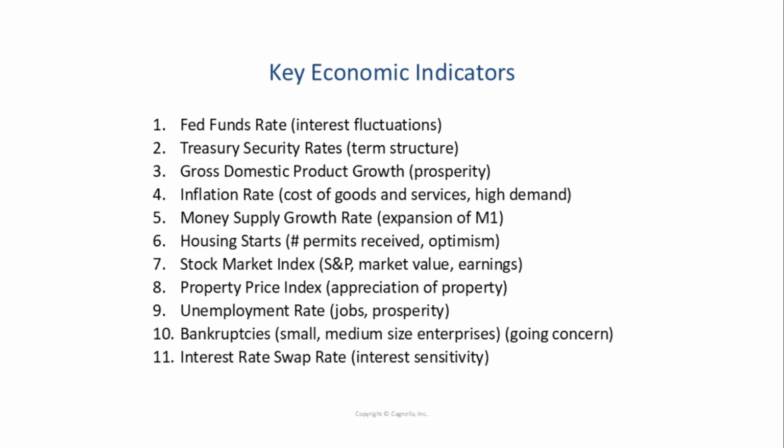Here's the lineup of indicators banks watch most closely. The Fed funds rate, Treasury security rates, GDP growth, inflation, money supply, housing starts, stock indexes, property prices, unemployment, and more. Each of these tells a different part of the story, and together, they give banks a roadmap for decision making.